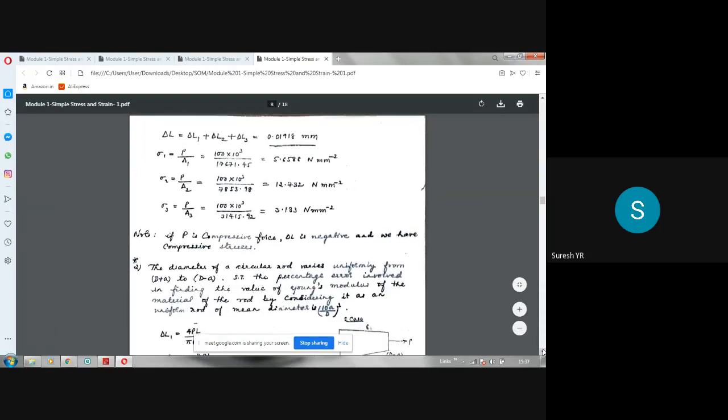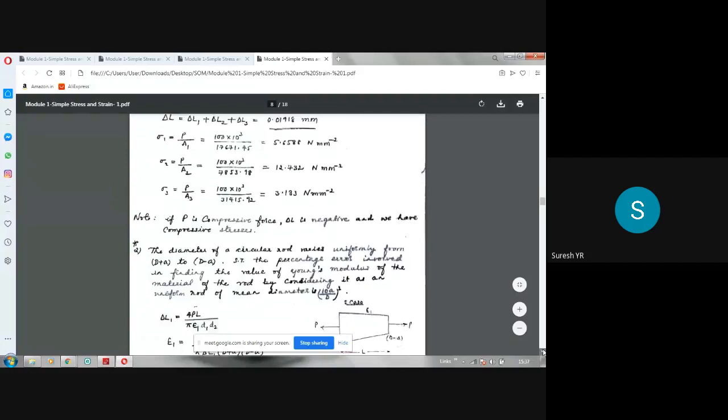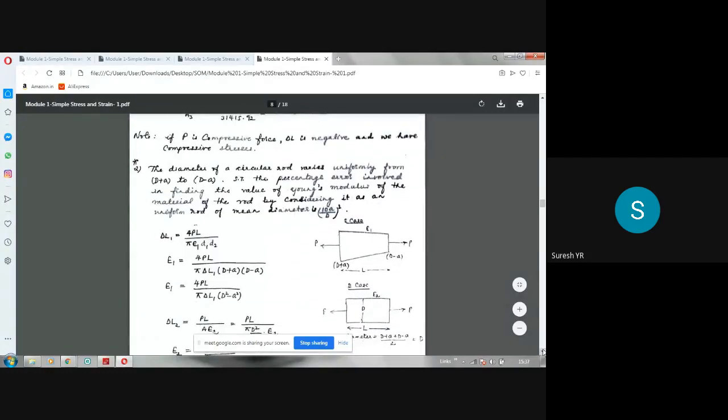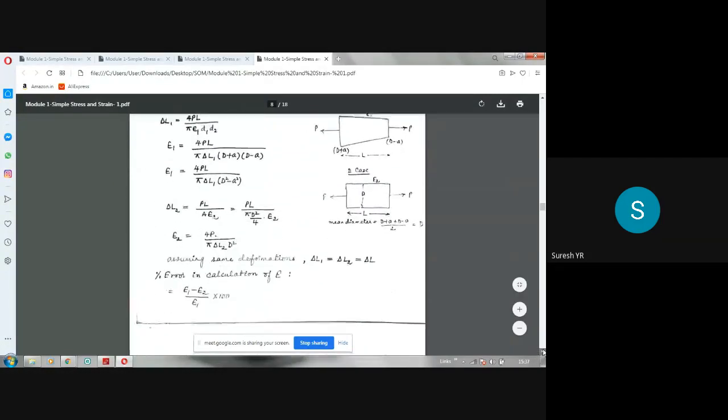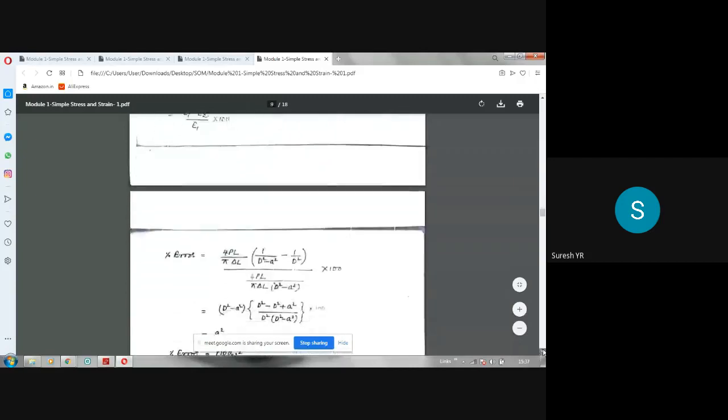One formula is strain, epsilon, is equal to delta L by L. The other formula is epsilon is equal to sigma divided by E. That's what has been explained. Now, in the next problem, of course, this is a bookwork problem. We can just go through that derivation type.